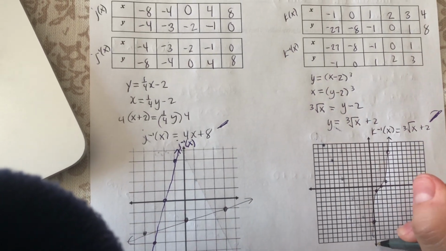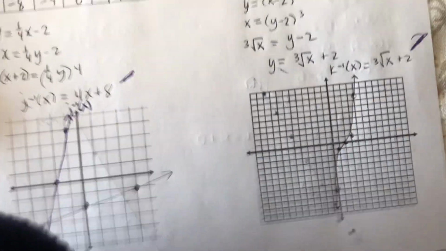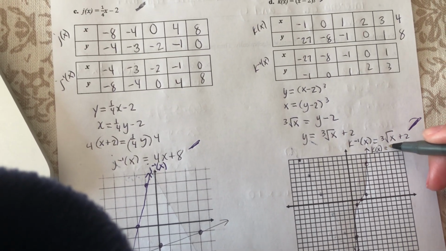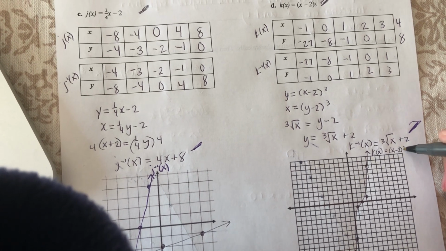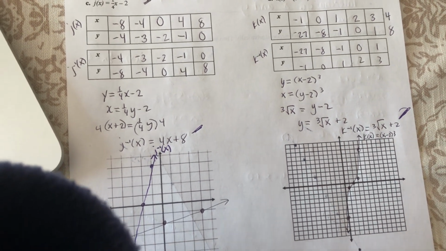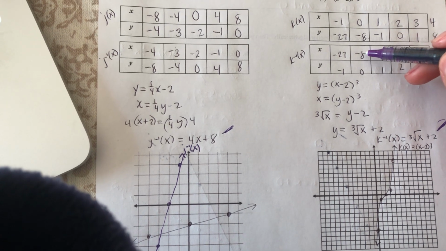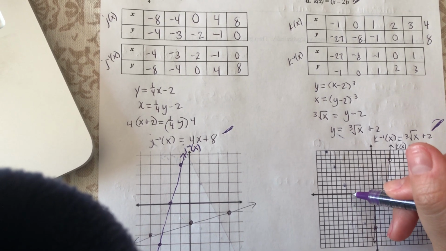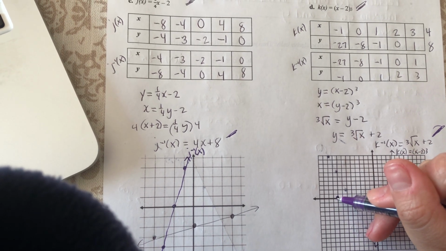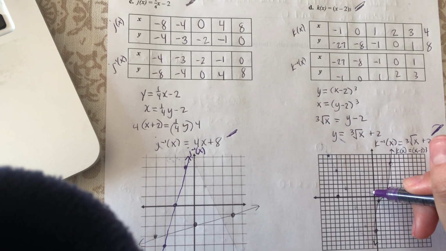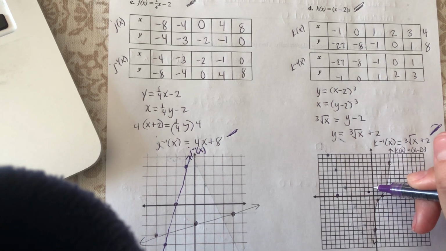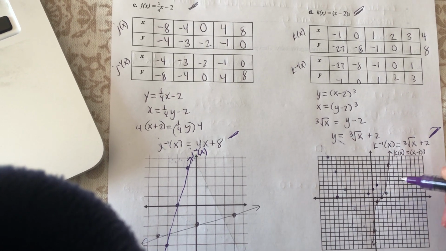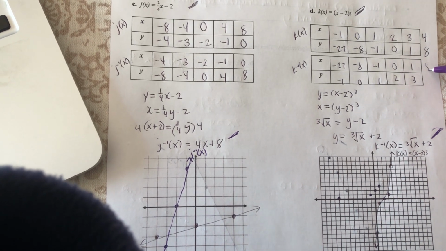So in pen we have k of x equals x minus 2 cubed. And then we graph the other one, and we have negative 8, 0. Everything is reversed. Negative 1, 1. 0, 2. 1, 3. 4. And then this becomes 8, 4.